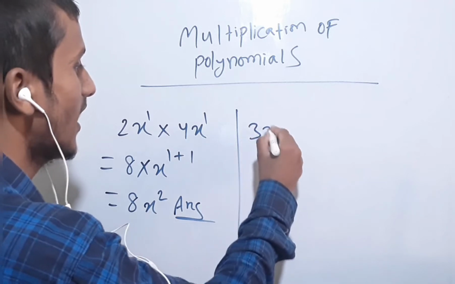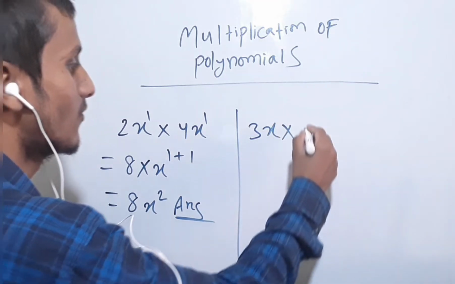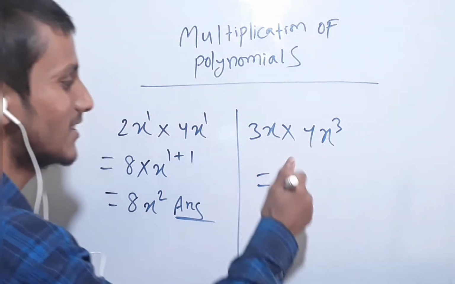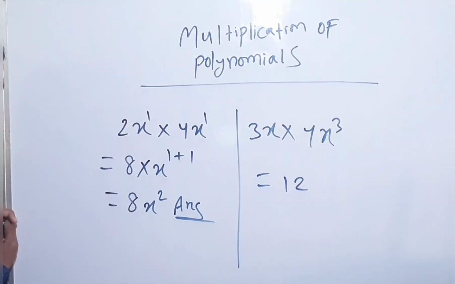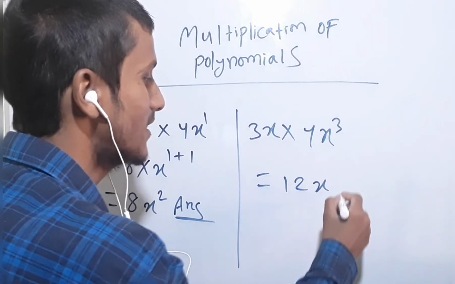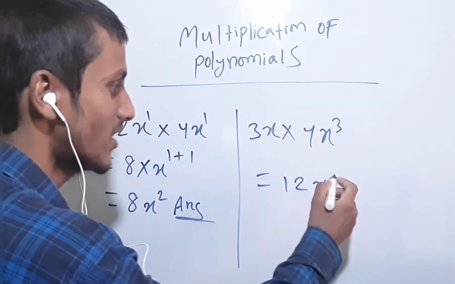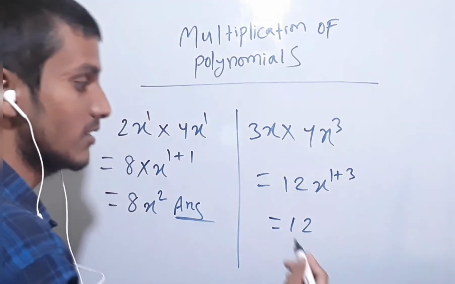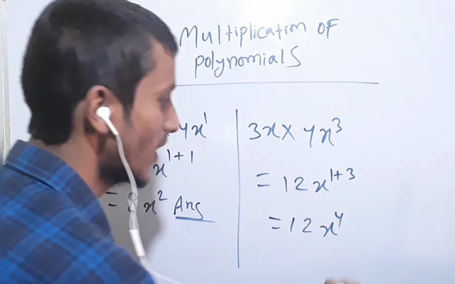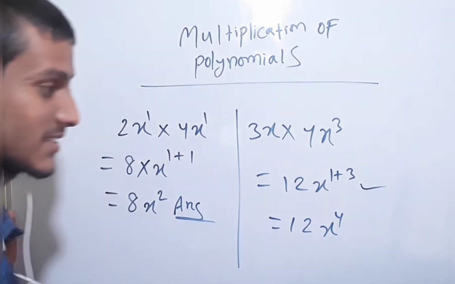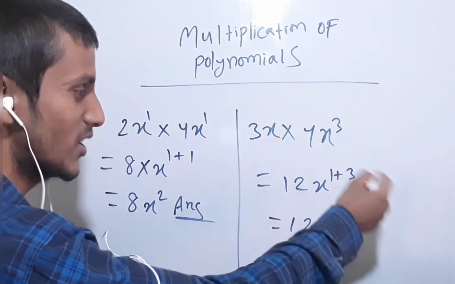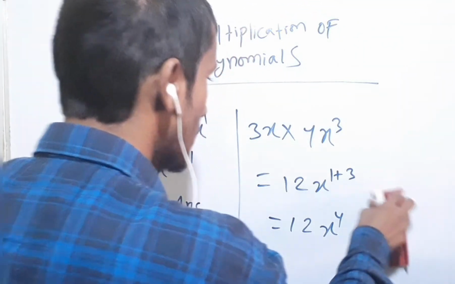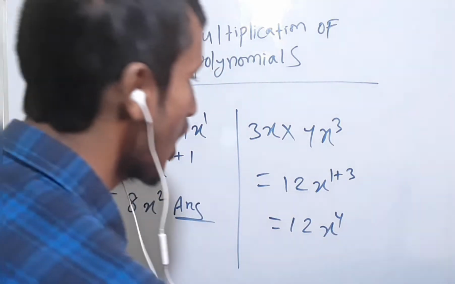This one is 3x times, let's say, 4x cubed. What you have to do here is, again, multiply the coefficients and multiply the variables. Its power is 1, which will be added to 3, meaning 1 plus 3, which will eventually yield x to the fourth. So you could have eliminated this step and just written the answer. I hope you have got how to multiply monomials.